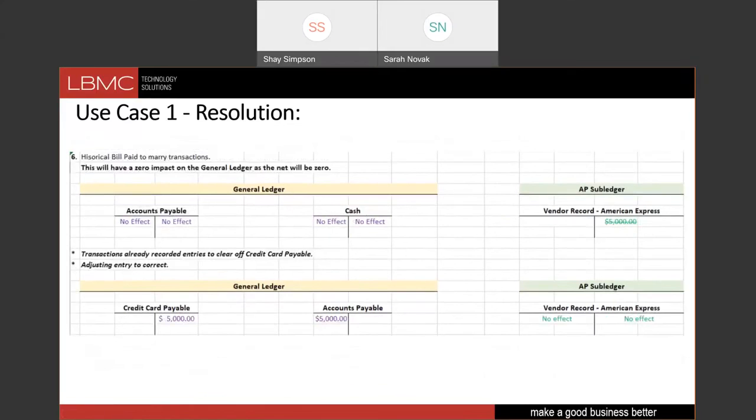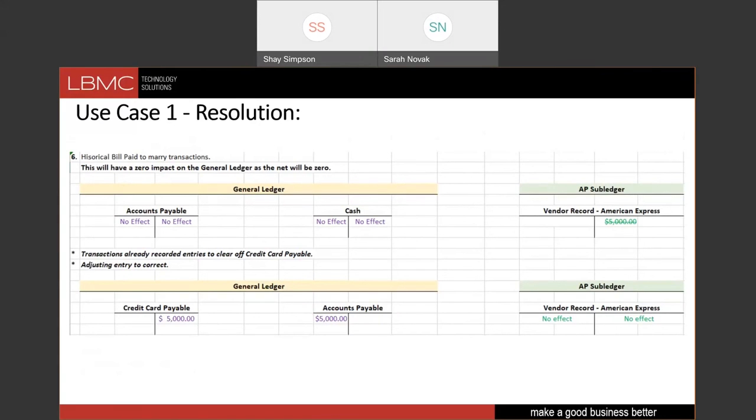So what did this do in our resolution? It completely cleared out their vendor record. So now if they went into their vendor record, it truly shows what they owe to American Express going forward. It also cleared out all of those old credit card transactions. So now if they go into credit card transactions, they truly see the credit card transactions that are applicable to 2021. And they're able to go through that charge card payoff on a monthly basis seamlessly.